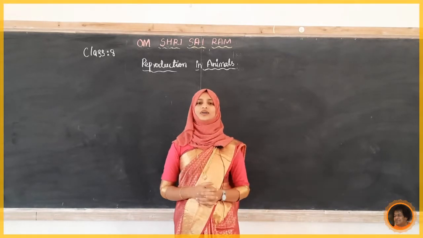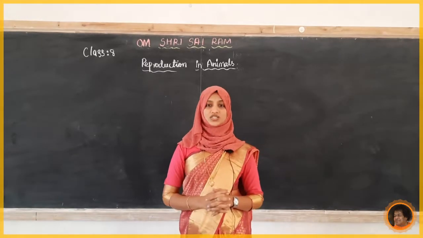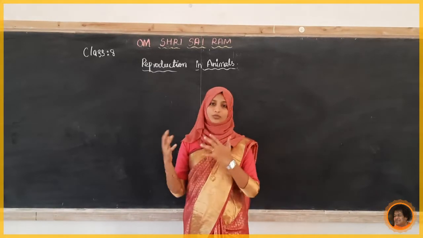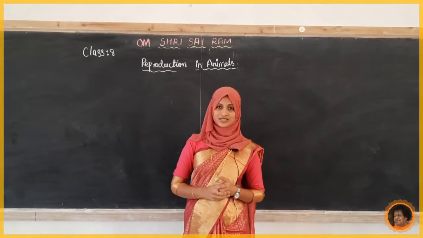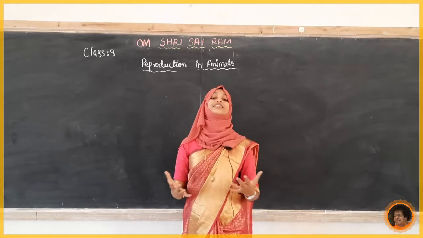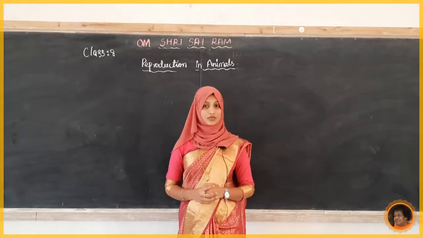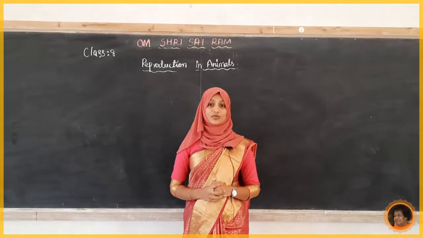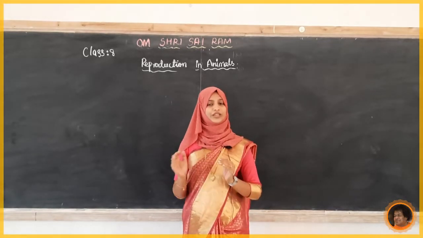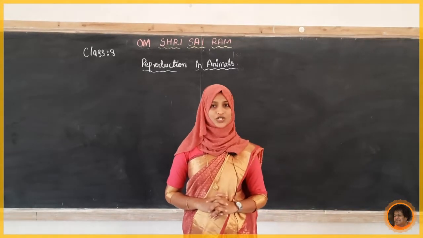Now, in the last class we came to know the different structures involved in reproduction, that is the reproductive system. We studied both the male and female reproductive systems. We learned where the gametes are produced along with the secretion of hormones. The male hormone is called testosterone, and the female hormones are called estrogen and progesterone.